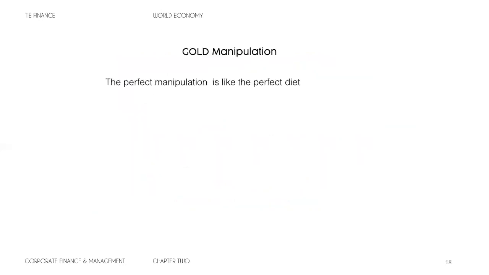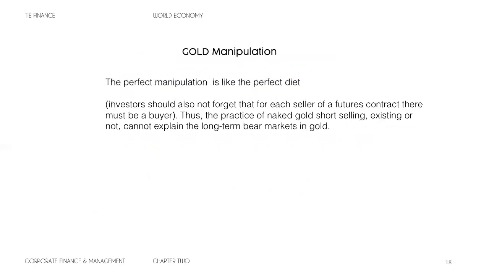Now, let's talk about gold manipulation. The perfect manipulation for gold is like the perfect diet. It is difficult, but it is possible, right? But let's consider this. Investors should also not forget that for each seller of a futures contract in the commodity, in the COMEX, there must be a buyer. Thus, the practice of naked gold short selling, existing or not, cannot explain the long-term bear markets in gold. So it's not easy to manipulate gold anymore.